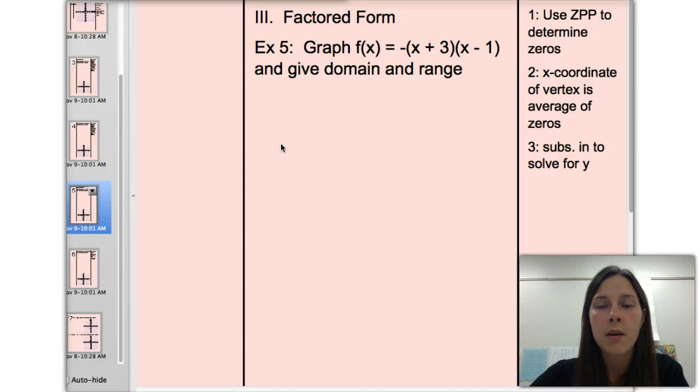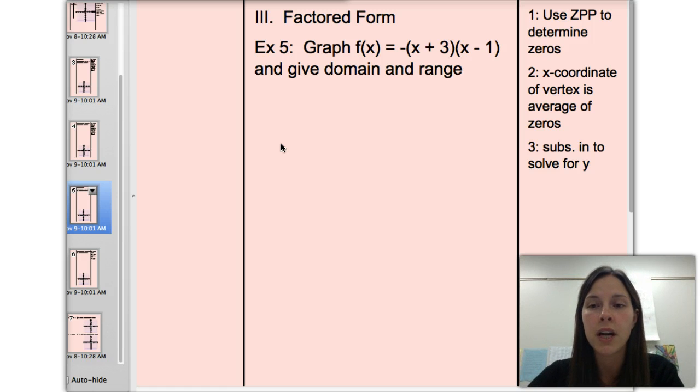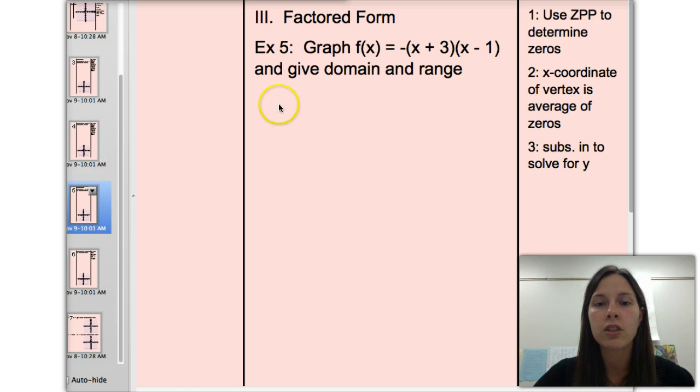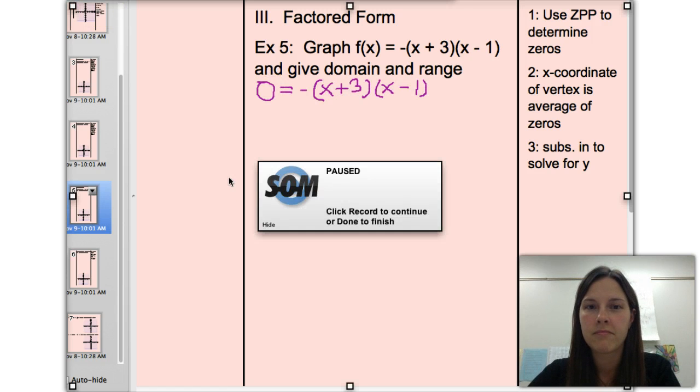So our last topic is graphing from factored form. Factored form is, of course, when you've got a binomial times a binomial to equal the quadratic function. And the first step is to use our zero product property to determine the zeros, or the x-intercepts of the function. So the way that we do that is we set our function equal to 0.